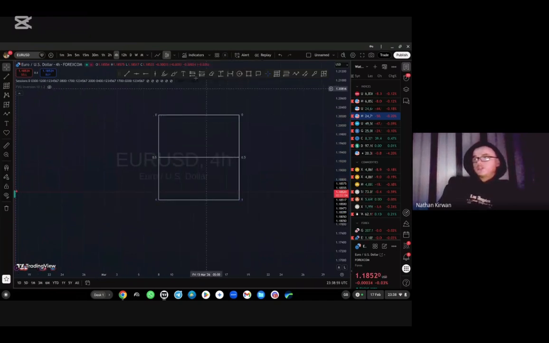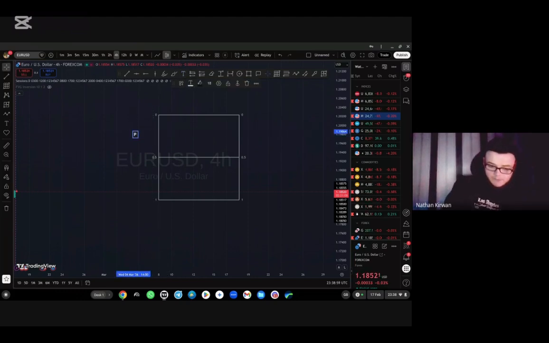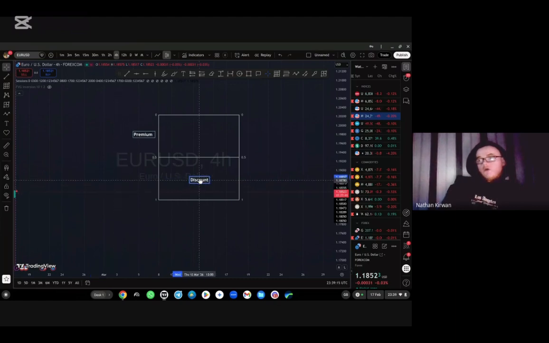When we're looking at price, you only want to sell price if it's at a premium, and you only want to buy price if it's at a discount. So when price is below 50% of the move, it's at a discount, and when it's above 50% of the move, it's at a premium.